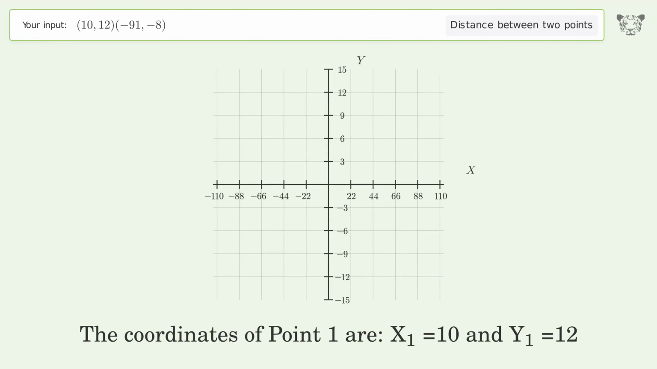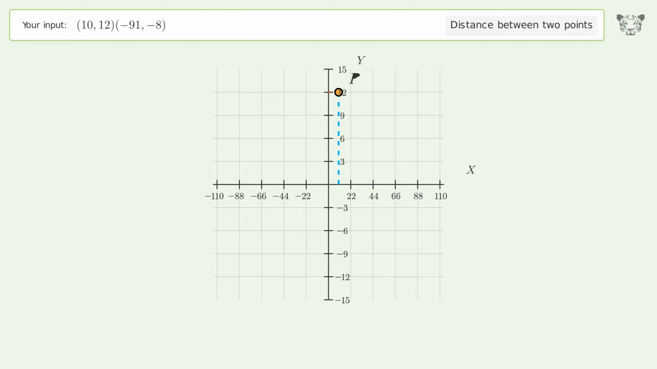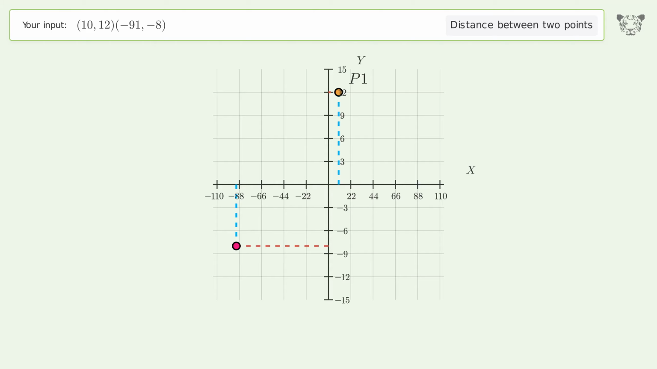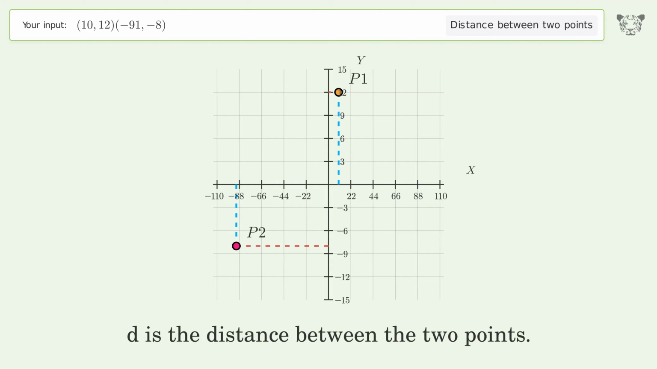The coordinates of point 1 are x1 equals 10 and y1 equals 12. The coordinates of point 2 are x2 equals -91 and y2 equals -8. D is the distance between the 2 points.